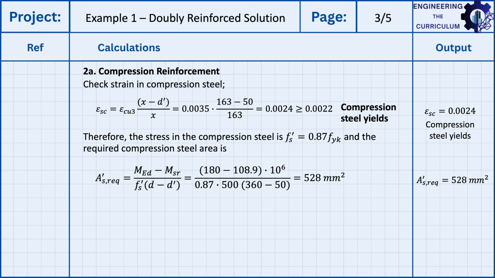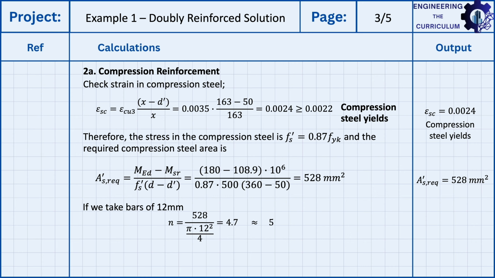Therefore, if we look at the bilinear curve, we are already in the yield stage, and fsc, the stress in the compression steel, is 0.87 fyk. And therefore, the required compression steel is the design moment minus the moment that the section can carry as a singly reinforced beam. So that's the gap that we need to bridge with compression steel, divided by the strength in steel, which we've just found is 0.87 times 500, and all that times d minus d2, which is 360 minus 50. Once again, I need to organize my units here, so I have to multiply by 10 to the power of 6. And I get that the required area of steel in the compression reinforcement is 528 millimeters square.